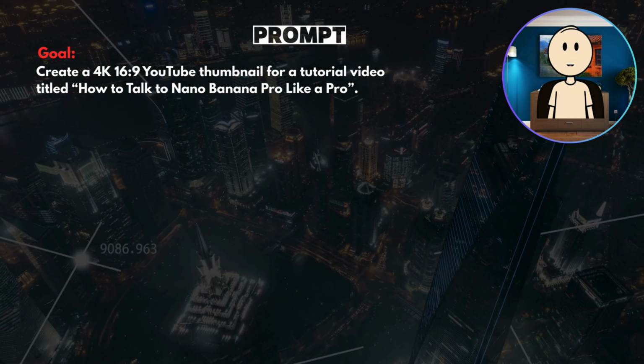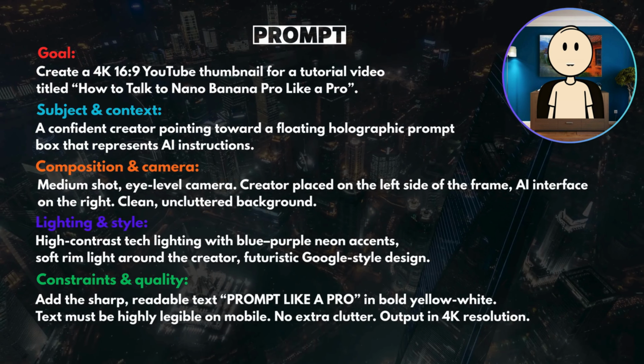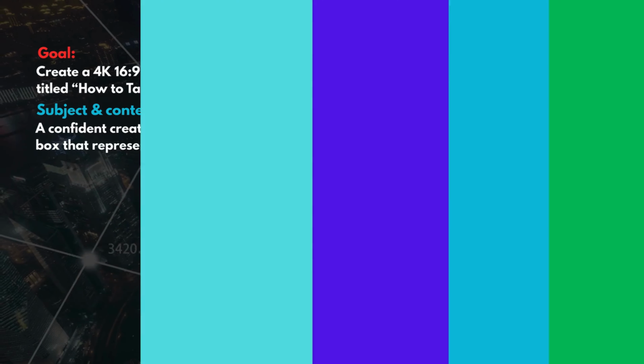Clean, uncluttered background. Lighting and style. High contrast tech lighting with blue-purple neon accents. Soft rim light around the creator. Futuristic Google-style design. Constraints and quality. Add the sharp, readable text. Prompt like a pro, in bold yellow white. Text must be highly legible on mobile. No extra clutter. Output in 4K resolution.